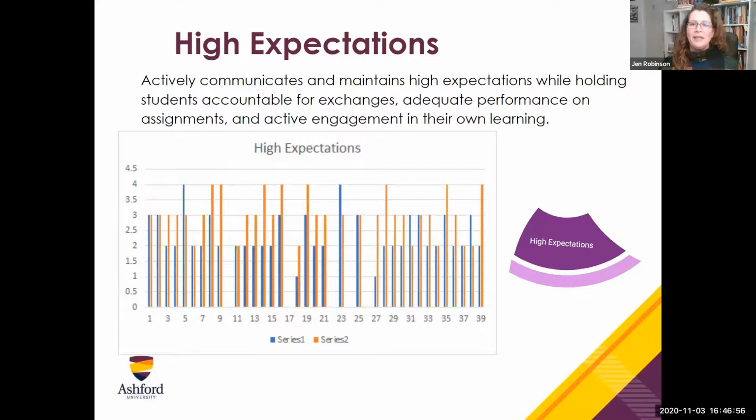Seeing improvement in high expectations is important. We want associate faculty to not only hold students to quality university work, but we want to make sure that faculty are also engaged in lifelong learning and demonstrating that in their course.